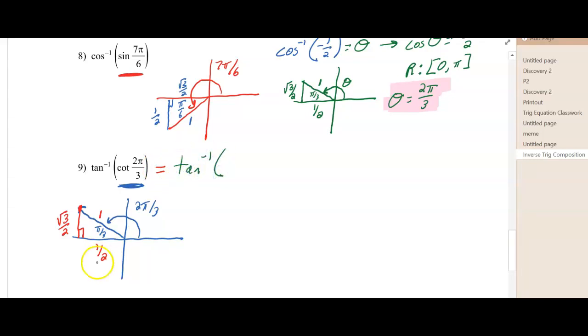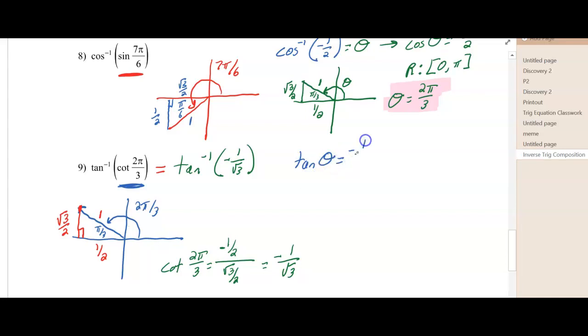Now remember, cotangent, I'm going to do this down here. The cotangent of 2 pi over 3 is the x value, which is negative, over the y value, which is negative 1 over root 3. So this is inverse tangent of negative 1 over root 3. You could rationalize that. For the second part of the problem, that means the tangent of some angle is negative 1 over root 3.